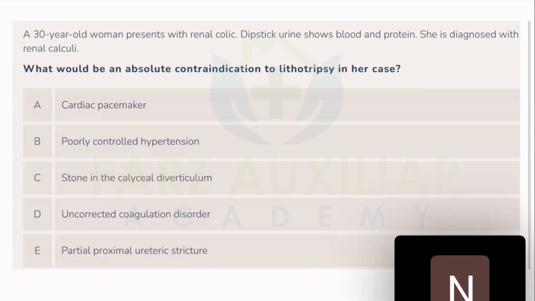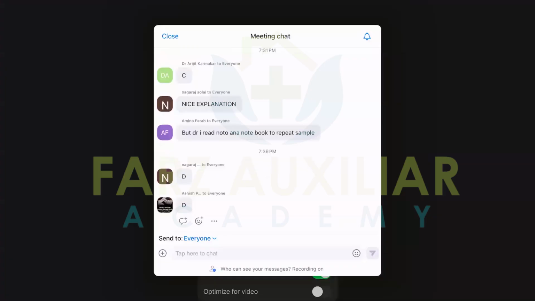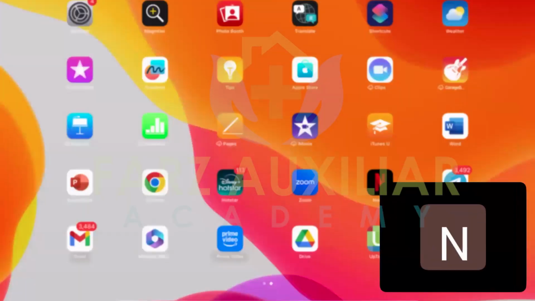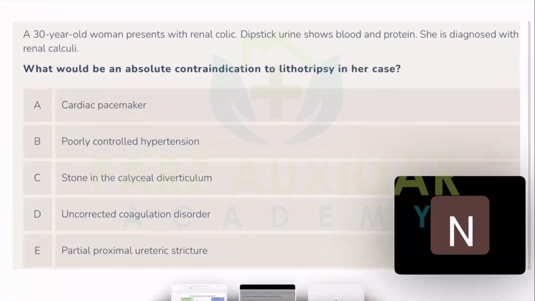I think a cardiac pacemaker obviously is not an absolute contraindication. Poorly controlled hypertension is never a contraindication to any operation. Stones and partial proximal fractures are also contraindications. It is an uncorrected coagulation disorder, not only for lithotripsy, but in any surgical procedure, it is an absolute contraindication, just like local sepsis and uncontrolled infection. Option D, uncorrected coagulation disorder. No need to waste any time here. Let's move on to the next question.